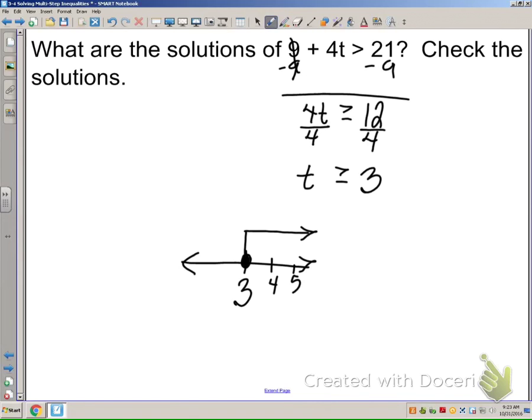Is 4 greater than 3? Yes. Is 3 greater than or equal to 3? Yes, it is equal to. So that's why we have the filled in circle there.